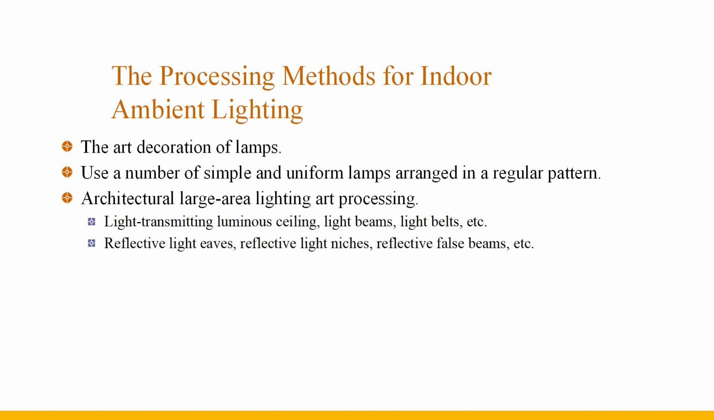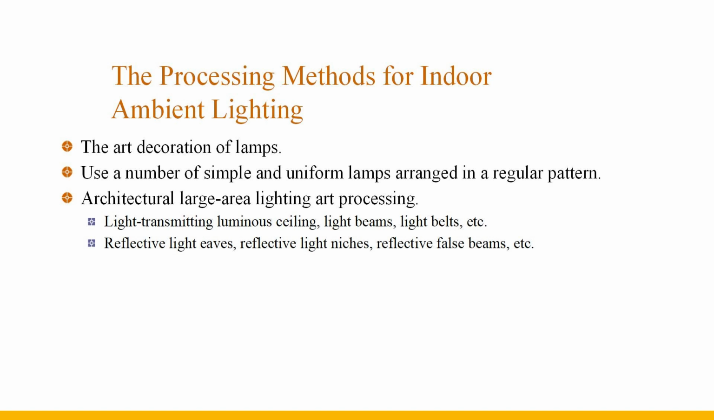There are three main types of processing methods for indoor ambient lighting. The first mainly uses the artistic decoration of lamps. For example, using artistically treated sunlights, combining dark lamps and ceiling lamps with the ceiling to form various patterns, and using wall lamps to improve the brightness of some walls.